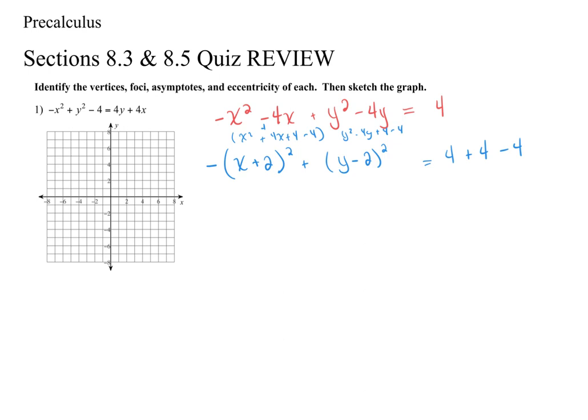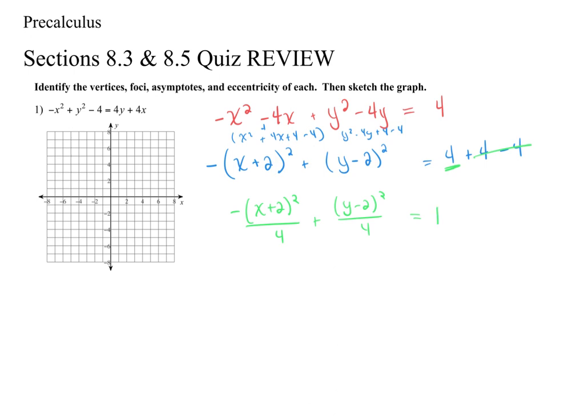So of course, these guys cancel. I end up with just that 4. So my standard form is going to look like this. Y minus 2 quantity squared over 4, minus x plus 2 quantity squared over 4 equals 1.